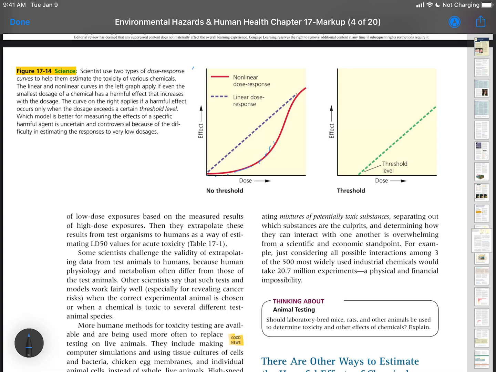Okay. The curve on the right applies if a harmful effect occurs only when the dosage exceeds a certain threshold level. Which model is better for measuring the effects of a specific harmful agent is uncertain and controversial because of the difficulty in estimating the response at very low dosage.